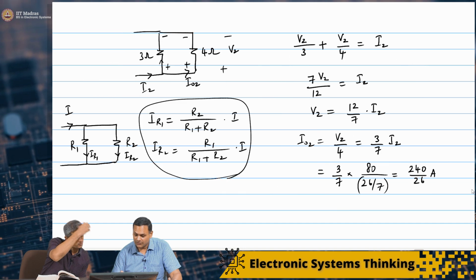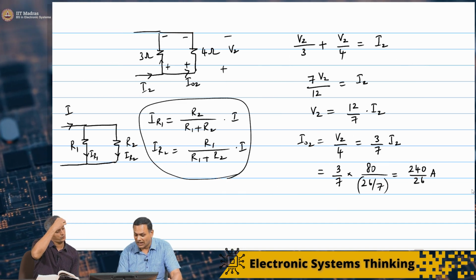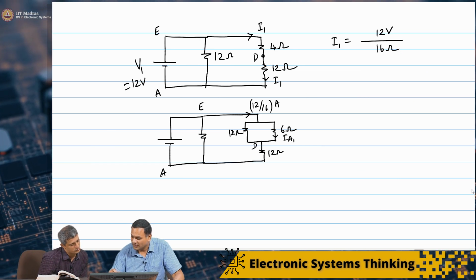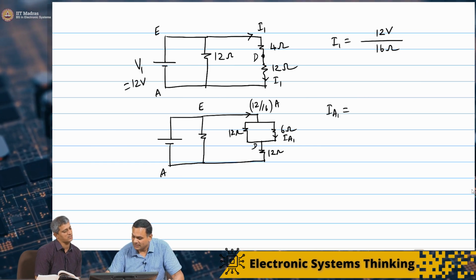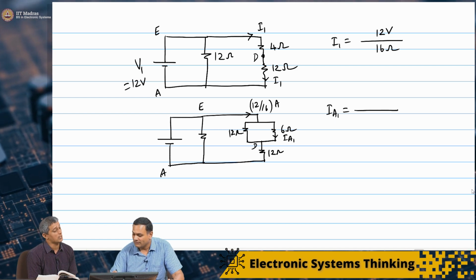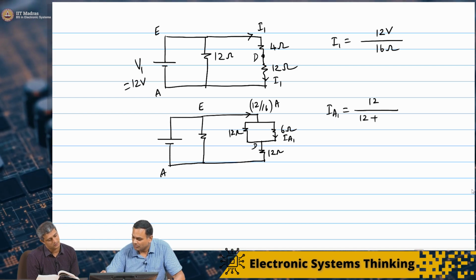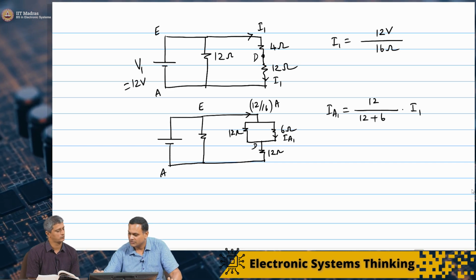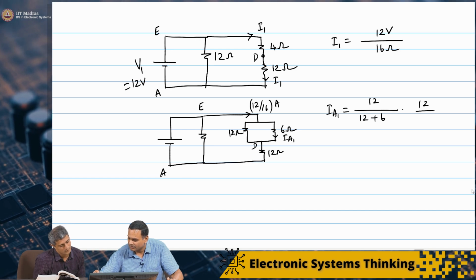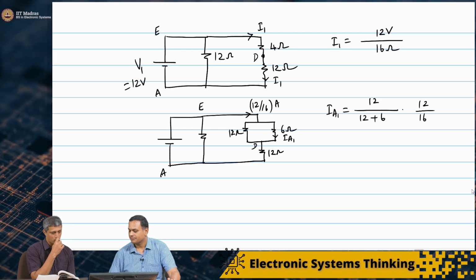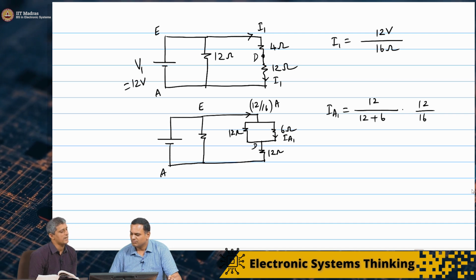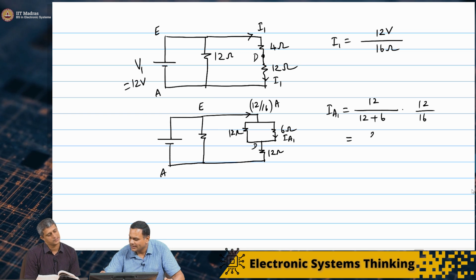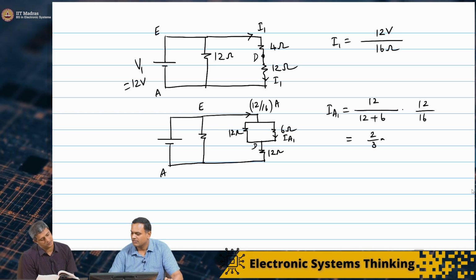So the rule is that the current through R1 depends on R2 in the numerator. So, IA1 will be 12 by 12 plus 6, times I1. So, this is actually 12 by 18, which is basically 2 by 3.